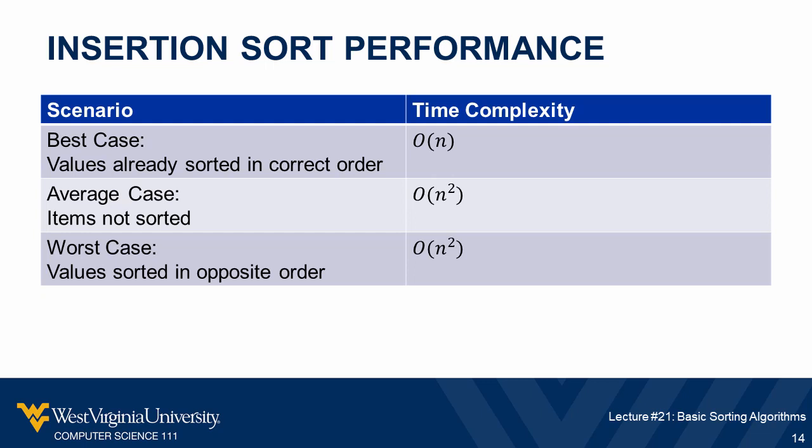Our worst case scenario is going to be where the values are sorted, but they're sorted in the opposite of the order that they're supposed to be. That's going to require the most number of moves to go and shift things in their correct positions. That's also going to run in big O of n squared time.